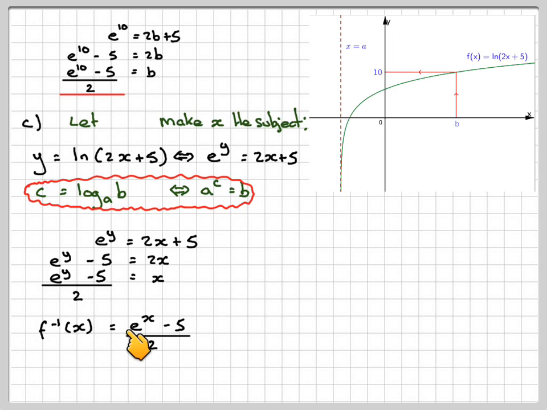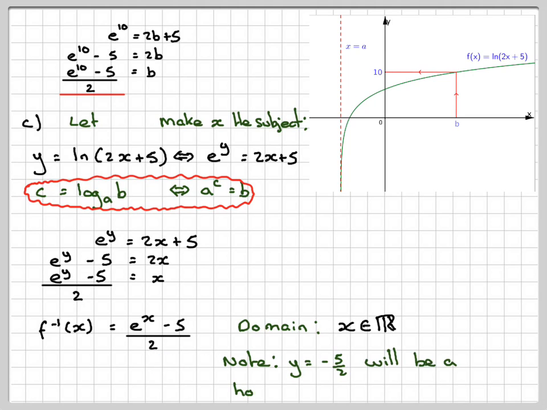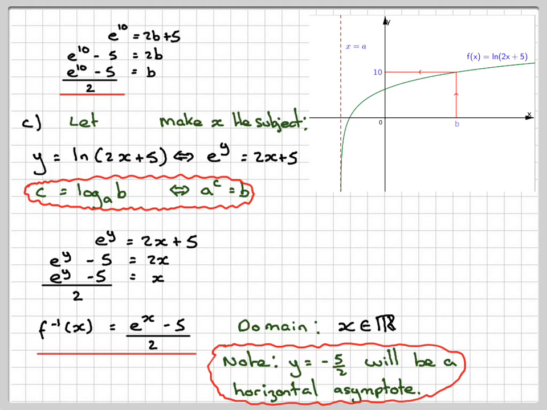Therefore, the inverse function is e to the x minus 5 over 2. Now, the domain of e to the x, you can put any value of x into e to the x. So the domain will be all the real numbers. And we should also know that minus 5 over 2 will be a horizontal asymptote, which we'll see in the next graph. Last part, you're asked to draw both graphs on the same axes.